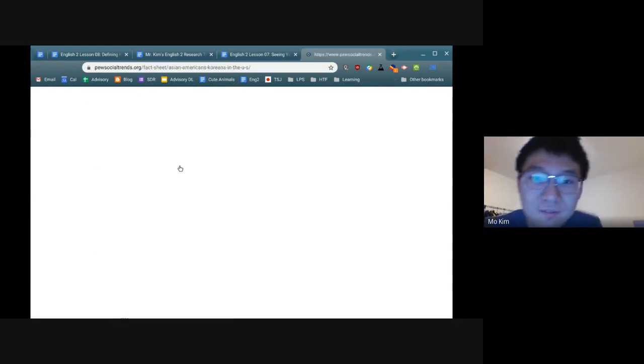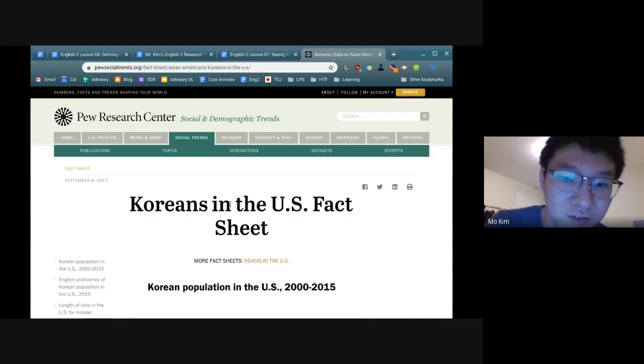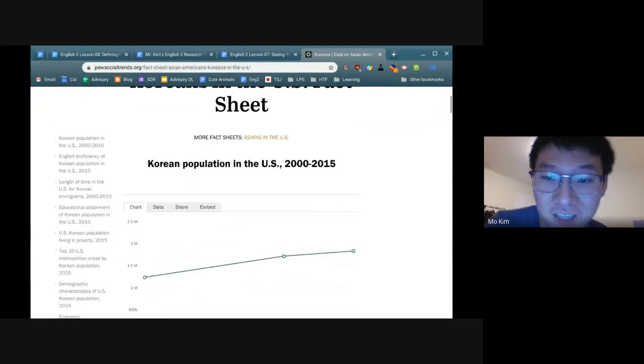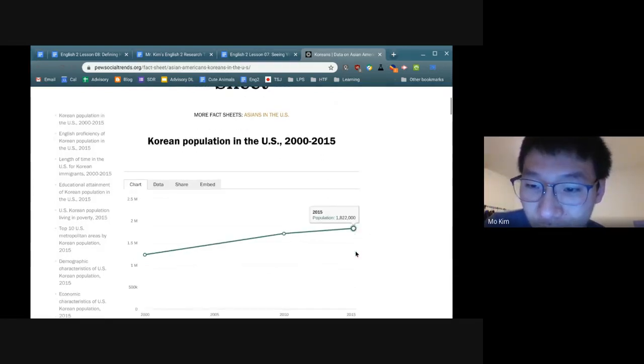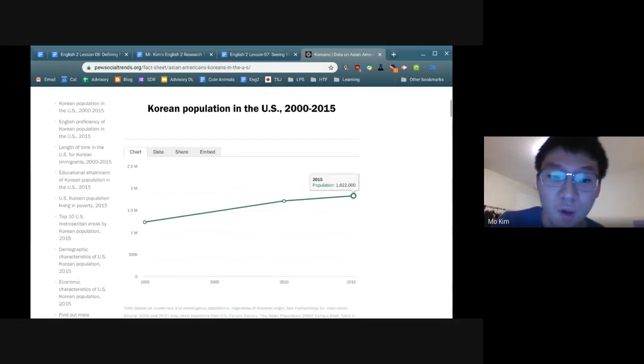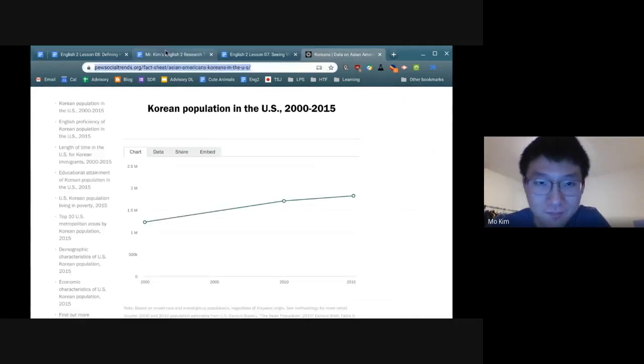And bingo. I have this from Pew, which is actually, I think, a super reliable source. So if you ever find it, really good. And this chart is actually really awesome. In 2015, there were 1.8 million people who are Korean American in the US, which is wild. Holy cow. Again, I'm going to copy that.